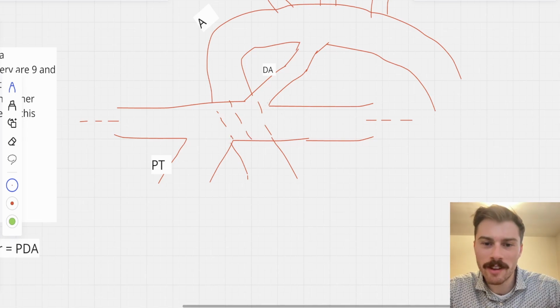We have our aorta, and then this is our ductus arteriosus here. These are some of the branches off the aorta. It's not a hairy aorta. These are the branches, I swear.